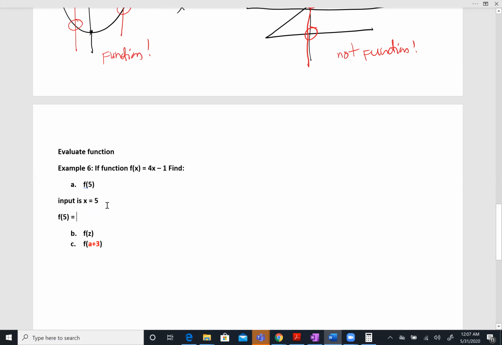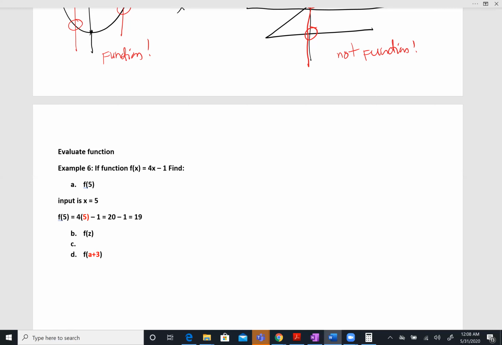I'm going to copy this function down. Now the input is x equal to 5, so that means this x here changes to become 5. So it's only 4 times 5 minus 1. So 4 times 5 equals 20, and minus 1 is equal to 19. So that is the answer.